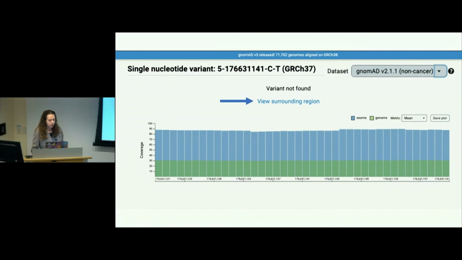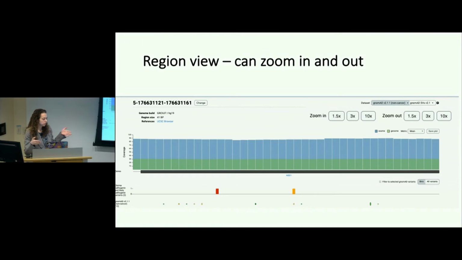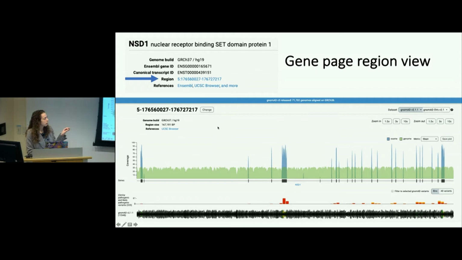I just wanted to highlight one of the other things you can do. If you look for something and it's not there, you can click this view surrounding region, and it will give you region views on gnomAD, so you can look at the variants in the region. It does have a table at the bottom that I'm not showing here, and we've put in features where you can zoom in and out and move around the region. You can do the same thing for every gene page, which has a region view that you can click on. This is that same NSD1 gene, but now the exons and introns are to scale, so you can see the peaks of exon coverage and what the coverage looks like in between, and lots and lots of variants in this gene. They all load on a giant page that you are able to look through and download if you wanted.